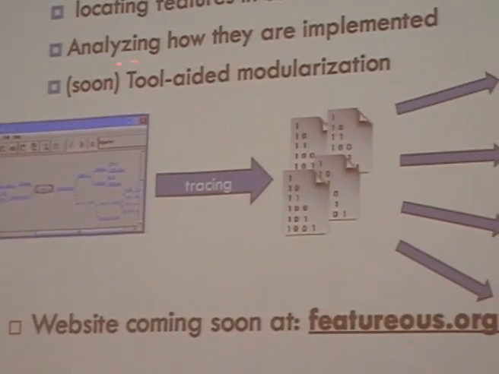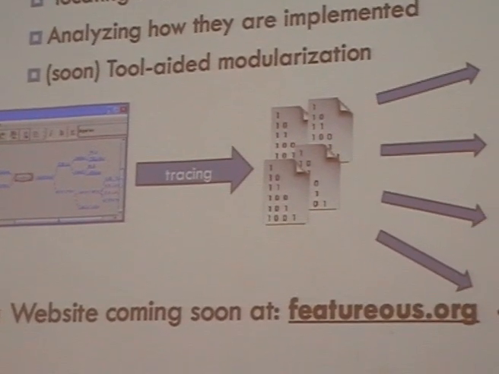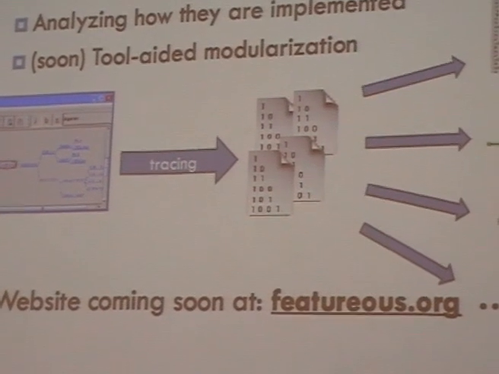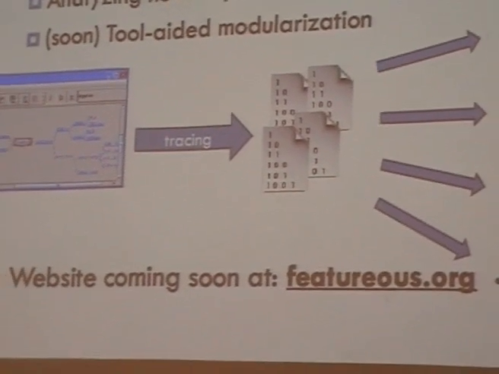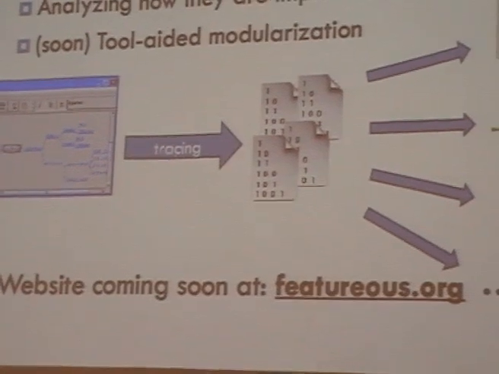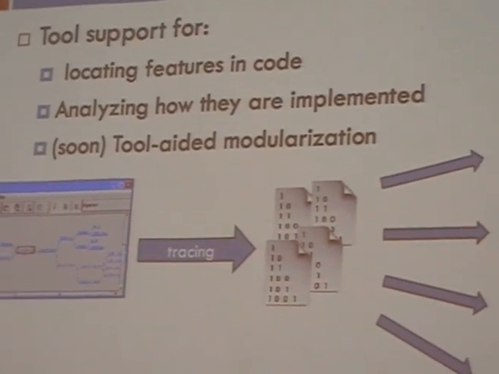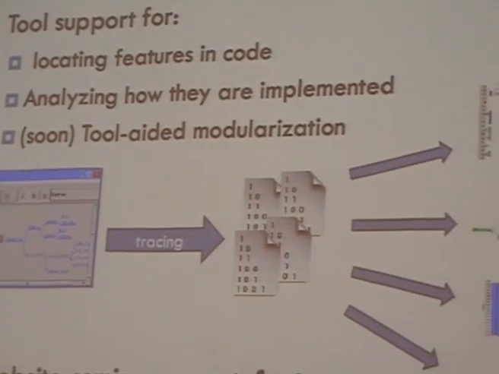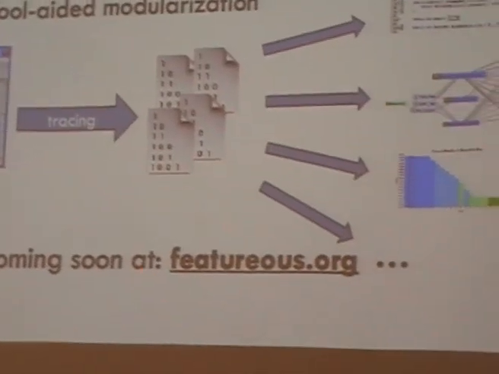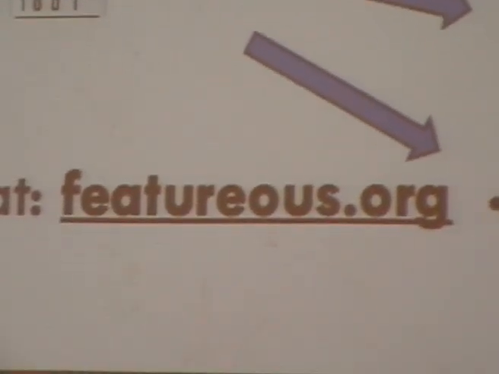As for the perspective for the future, it is our goal to look into how to support the modularization step itself. Right now we support the analysis step, so the rest you have to decide about yourself. But we are looking at ways to help programmers do that. We'll have a website coming soon at this address, featureous.org, where you will be able to see some things and download the tool.